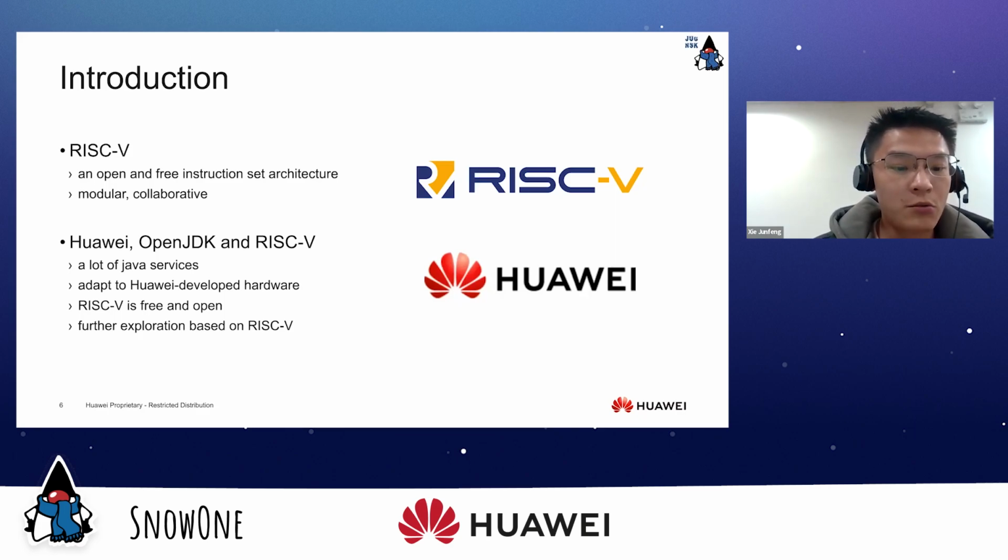You may ask why we tried to port OpenJDK to RISC-V, or why Huawei is so interested in OpenJDK and RISC-V. This is because first, a large number of Java services are running in Huawei. And second, we provide some self-developed hardware like the Kunpeng CPU, so we need to optimize the JDK on our own hardware. And third, RISC-V is free and open, and we have some further explorations based on RISC-V.